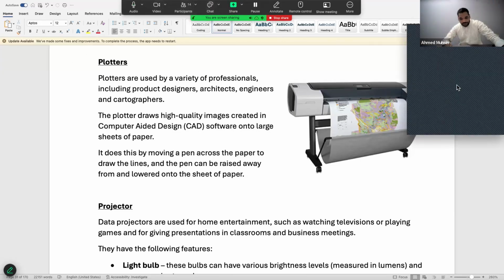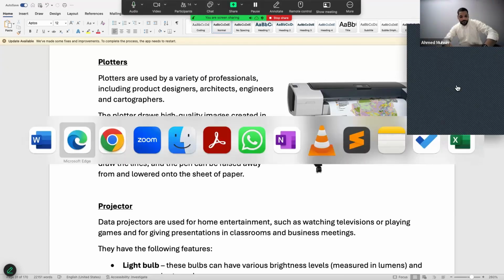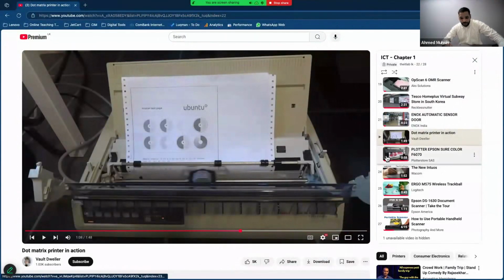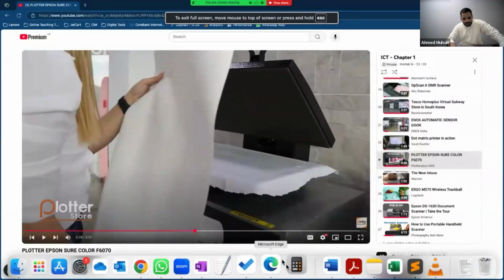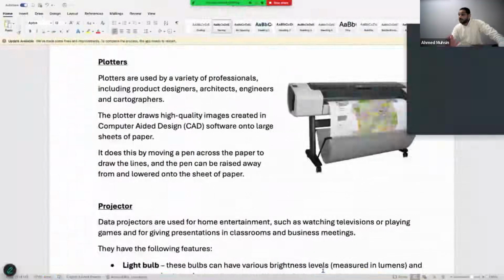Can you all just see this video over here? This video shows you what we call a plotter. When you want to produce large graphics, you will be going for a plotter. Can you all just read only the first paragraph? It is used by designers, architects, engineers when they have plans to show. Engineers, when they're building a building, they have to show a plan of the building, no? So then they would be using a plotter.